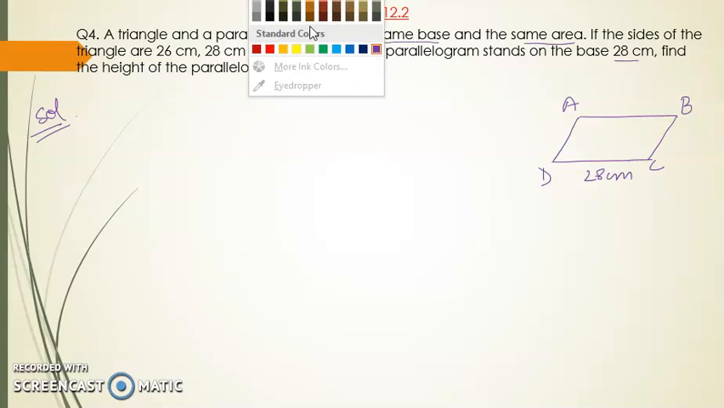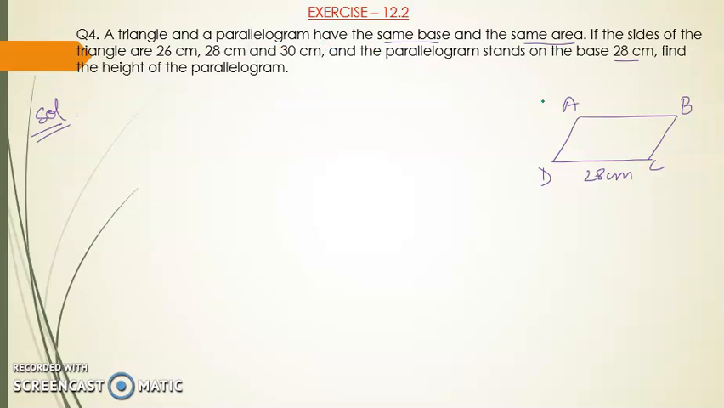Let me draw with a different color so you can differentiate. Now it is saying a triangle and a parallelogram have the same base. This means if I draw a triangle, it has to have the base DC. So this triangle has to be in this form. Are you following students? So this means DCE, I can take the third vertex as E. Now see, triangle EDC and parallelogram ABCD have the same base 28 centimeter.